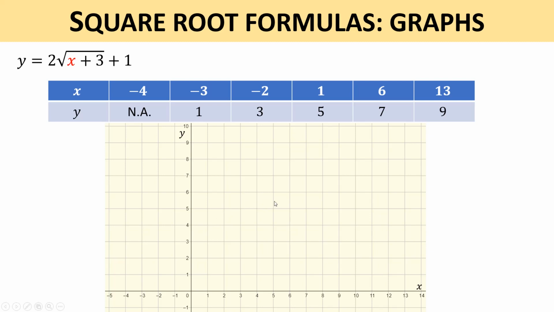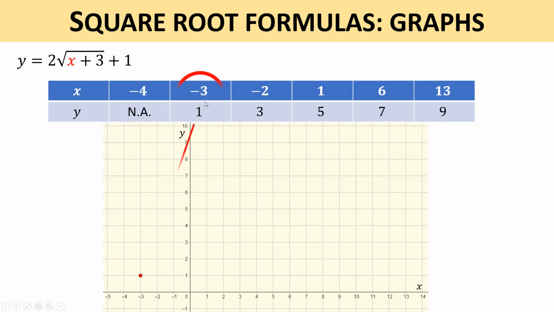And that has an interesting implication for the graph of a square root formula. So let's plot the points that we have so far in our table. We can plot a point by taking an x value and a corresponding y value. For example, when x equals minus 3, then y equals 1. So that means one point of our graph is x is minus 3, so 3 steps to the left, starting at the origin, and y is 1, so 1 step up, starting from the origin. So this is one of our points.